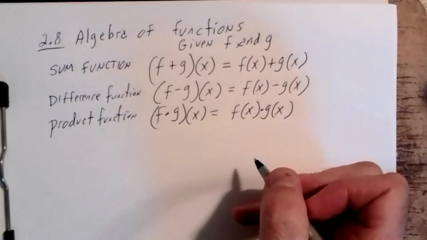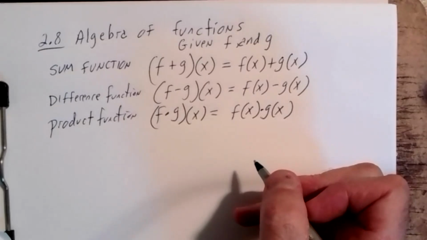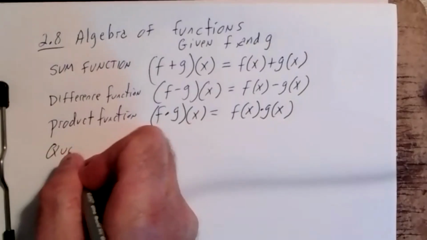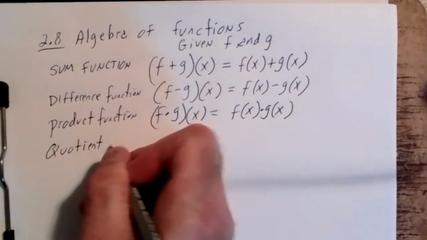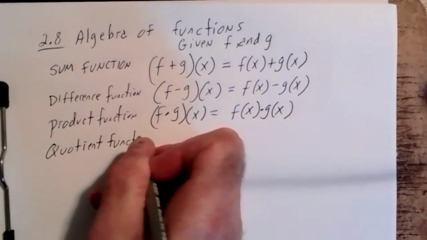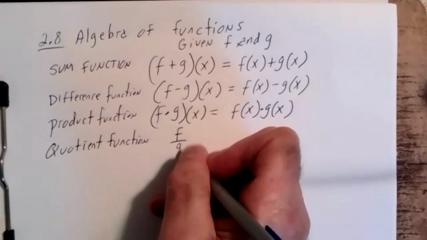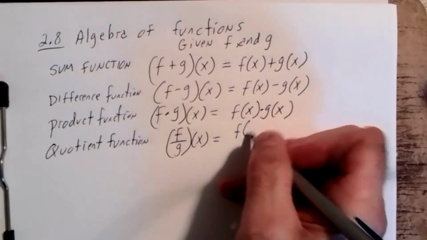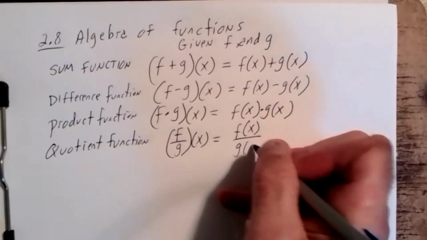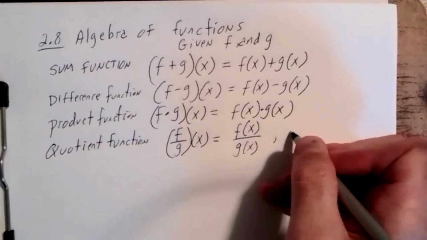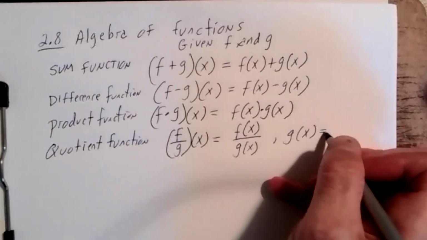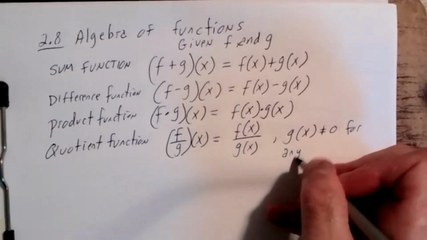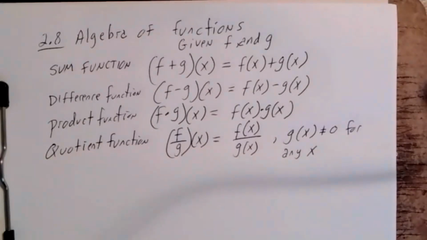And as you would guess, there is a quotient function. F divided by g of x, which is going to be the quotient of the outputs of the individual functions here. And of course, since we're dividing, we got to make sure that g of x is never equal to 0 for any x, or else the function will be undefined.